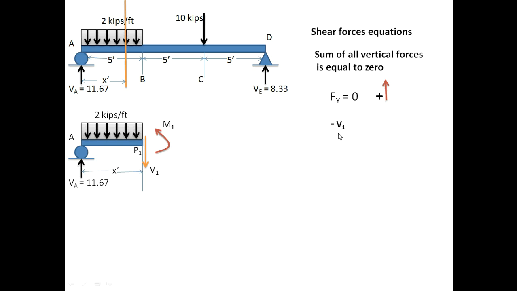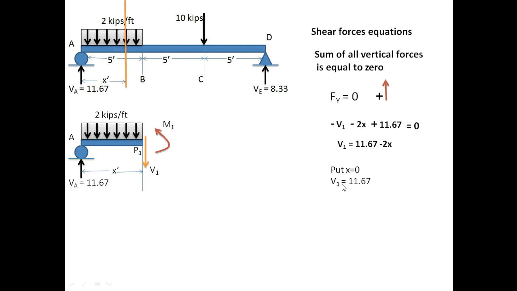V1 is acting downwards, so taken as negative. 2 into x is the UDL force acting downward, taken as negative, and VA is 11.67 acting upward, taken as positive. So their sum is equal to 0. As I have said earlier, the summation of all vertical forces equal to 0. Arranging this equation for V1, I will get this equation. This is my final shear force equation for this region.